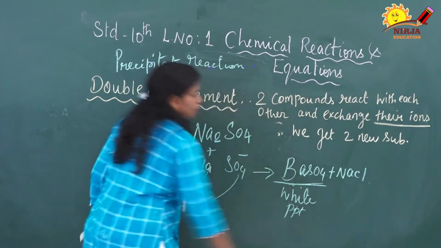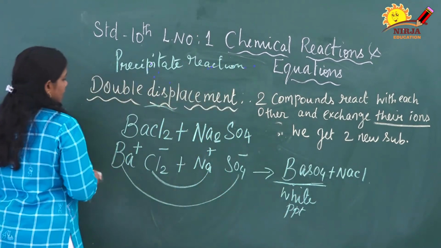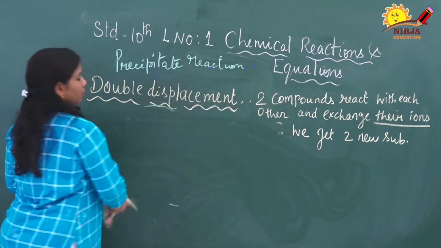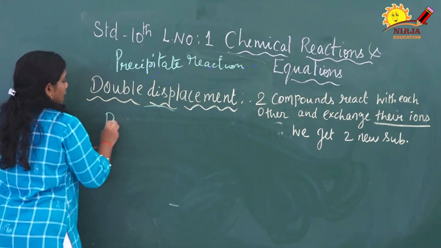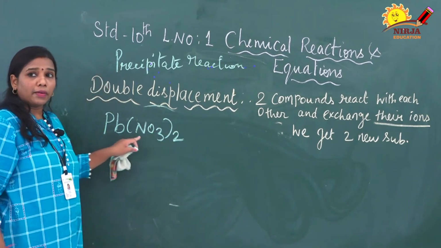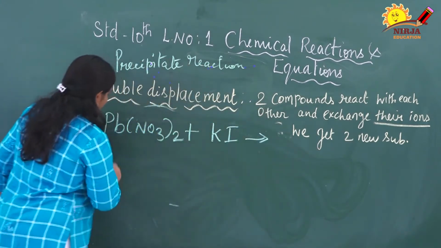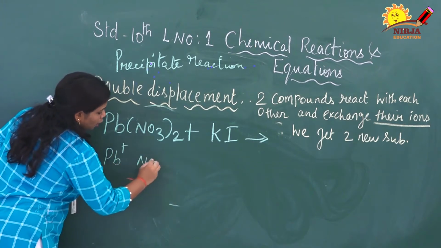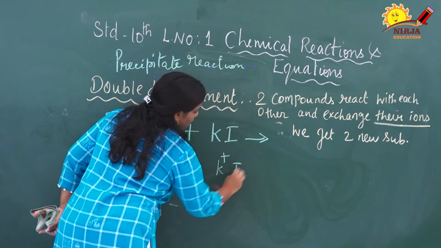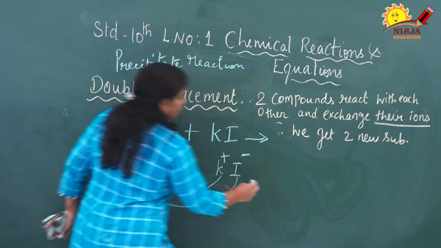PPT means precipitate. So, sodium chloride is aqueous in nature. Next we are going to discuss the next example. Pb(NO3)2, that is lead nitrate, reacts with potassium iodide. What does it produce? Of course, Pb is positive, NO3 twice is negative, potassium is positive, iodide is negative.